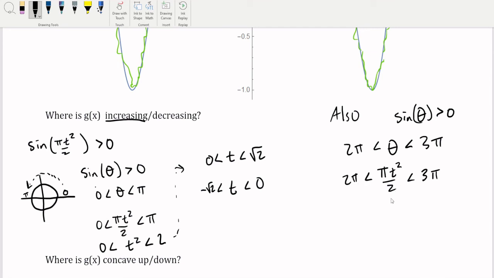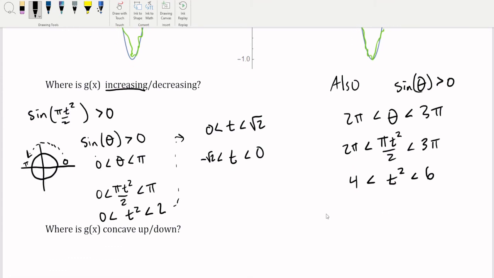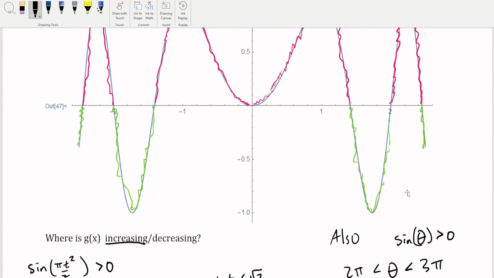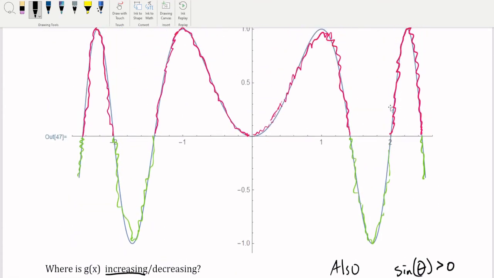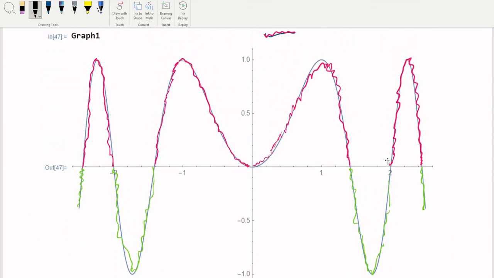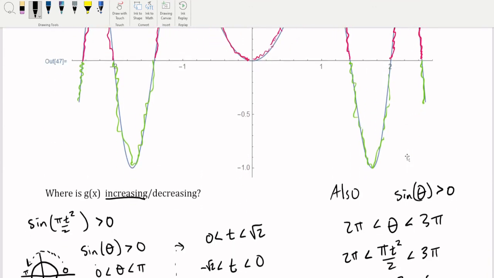Again, start stripping all this away. You get a 4, the pi's cancel, so you're going to get 4 less than t squared less than 6, and then you're going to, maybe naively, but it's okay, just square root off the bat to see what should happen. So you're going to get 2 less than t less than root 6. Okay, and as you can see, perfect, 2. I'm going to be increasing up to root 6.